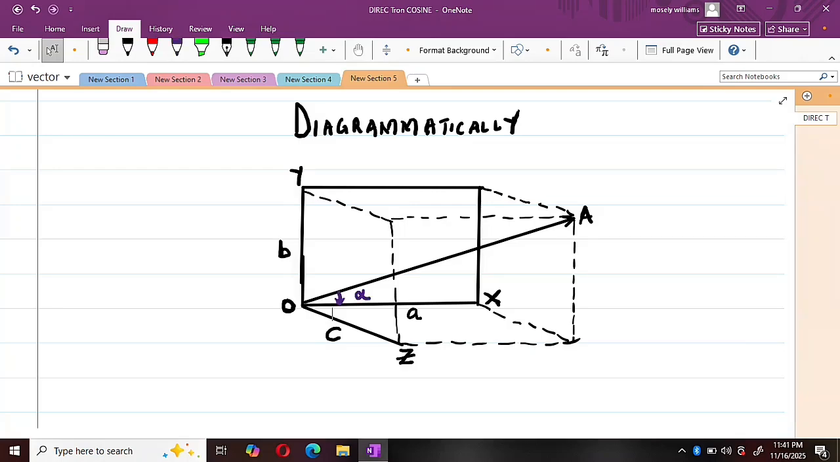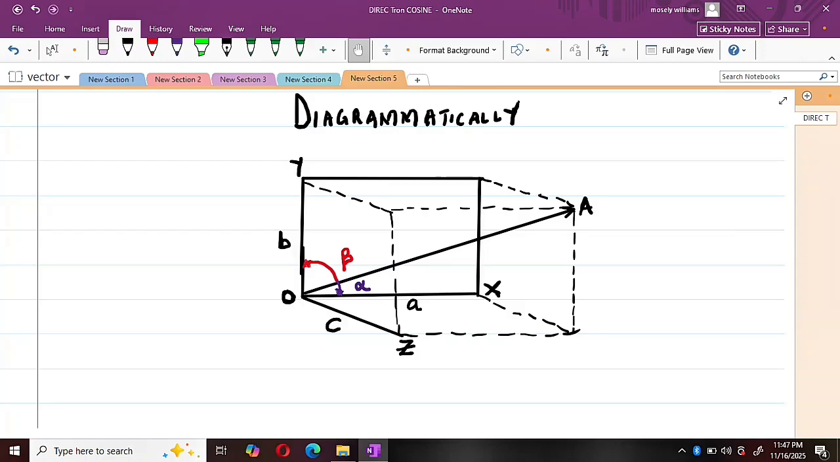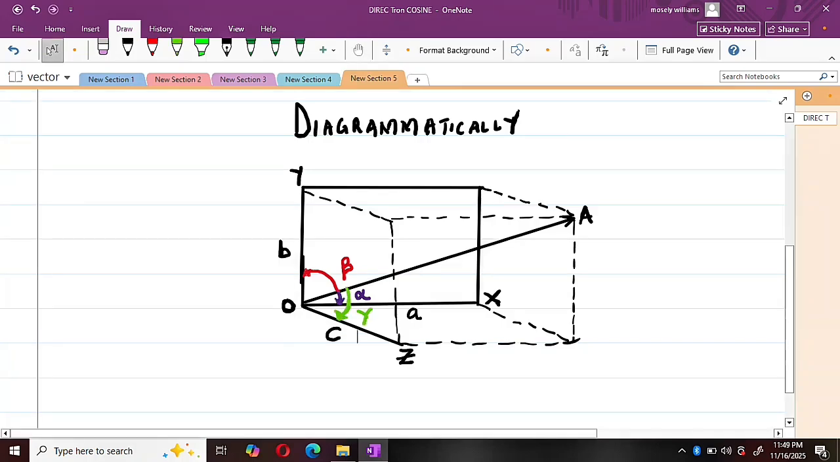Alpha is the angle moving from the vector A to the positive axis of x. Beta is the angle moving from the vector A to the positive axis of y. And also, gamma is the angle moving from the vector A to the positive axis of z.